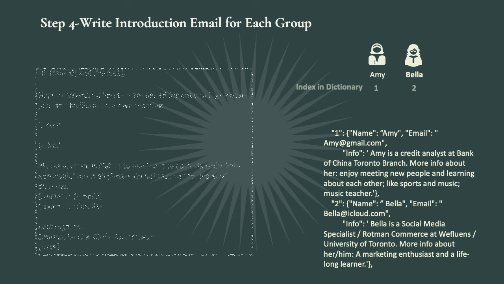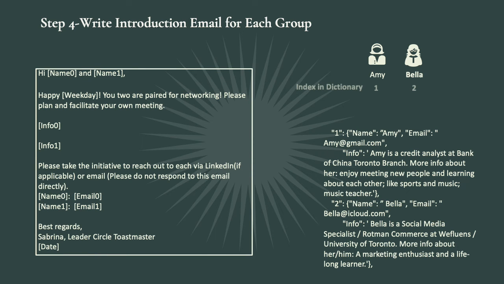To save effort, we use an email template. We can see numbers 0 and 1 throughout the template. They also function as index numbers. We assign 0 to the first person in our group and 1 to the second. In our example, Amy has 0 as index in the template and Bella has 1.